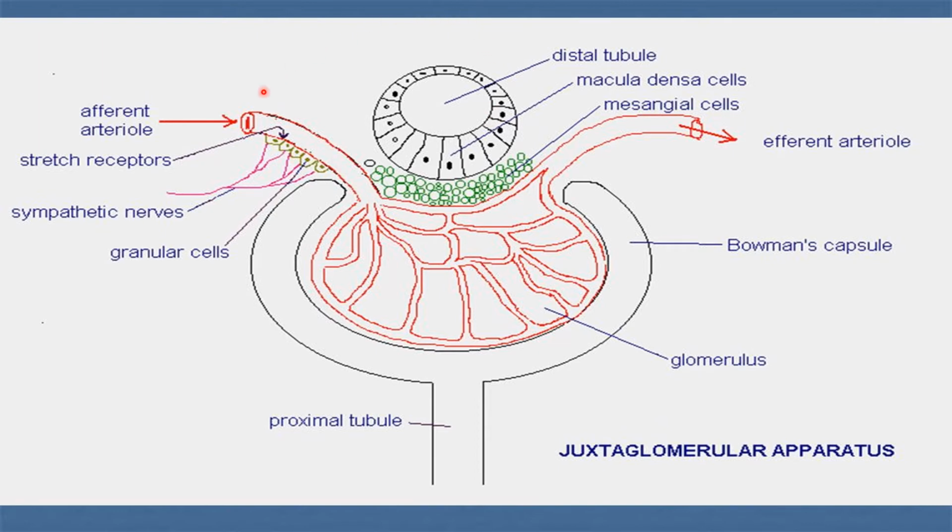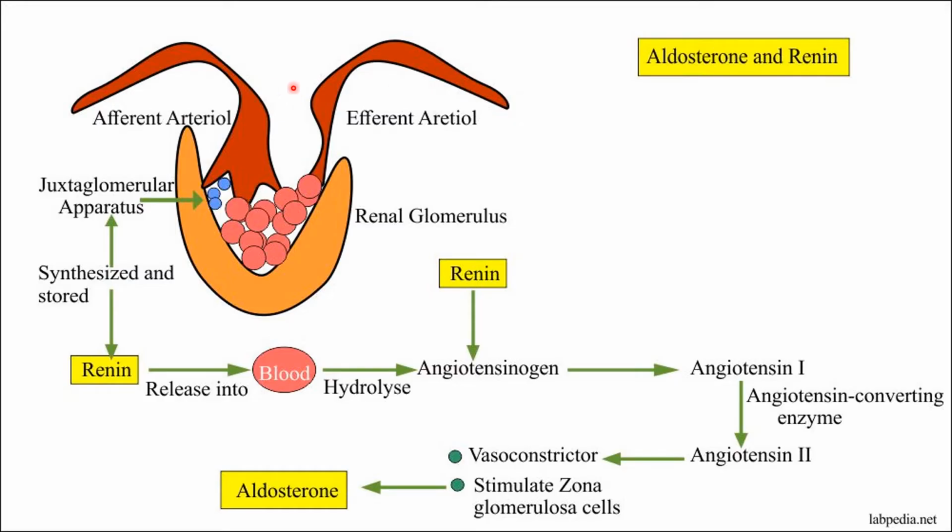So this structure, the juxtaglomerular apparatus, is, I think, very much clear. The juxtaglomerular apparatus synthesizes and stores renin, and this renin is released into the blood, where it acts on angiotensinogen and subsequently forms angiotensin 1 in the circulation.